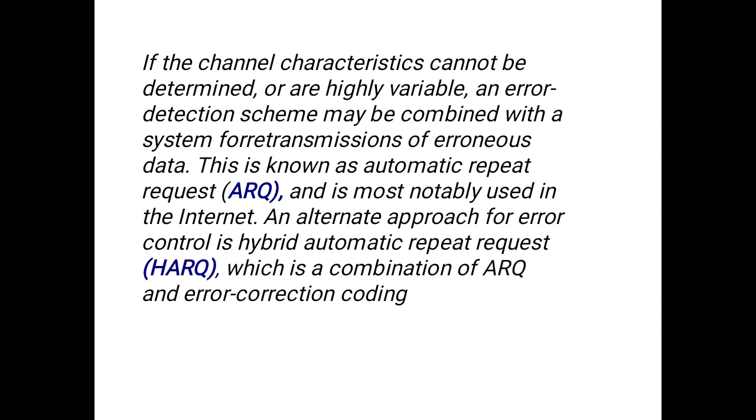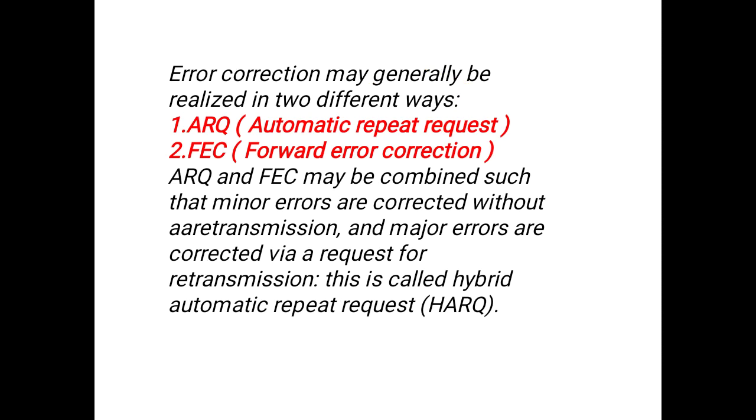Okay, now if we cannot estimate or determine the characteristics of a channel, what we can do is combine it with the system for transmissions for erroneous data. This technique is called automatic repeat request and is most notably used in the internet. An alternate approach for error control is hybrid automatic repeat request, that is HARQ, which is a combination of ARQ and error correction coding. Okay, these are the basic types, and this will be in the case of two systems, between computer 1 and computer 2.